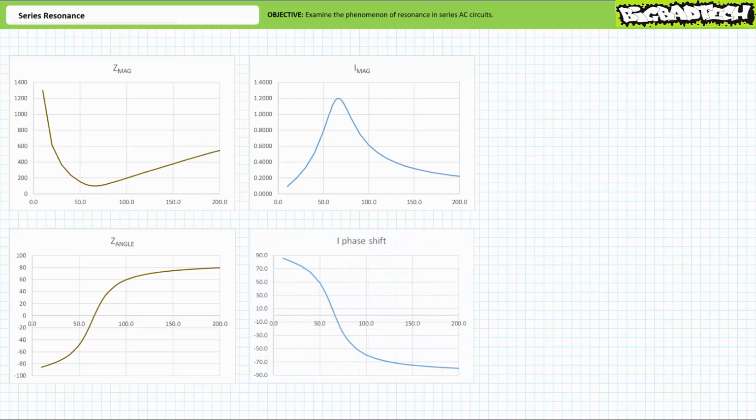The plot of source current phase shift as a function of frequency looks almost like a mirror image of total impedance angle as a function of frequency. At frequencies less than the resonant frequency, the circuit appears more capacitive and source current leads supply voltage with a positive phase shift. At conditions of resonance, in this case 66.3 Hz right here, the series combination of 3 elements appears neither capacitive nor inductive, and voltage and current will be in phase with one another with a 0 degree phase shift. At frequencies greater than the resonant frequency, the circuit appears more inductive and source current lags supply voltage with a negative phase shift. What you get is kind of this positive 90 degree to negative 90 degree swoop passing through 0 degrees at the resonant frequency.